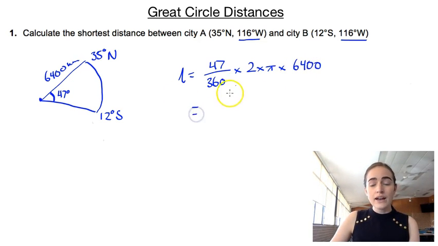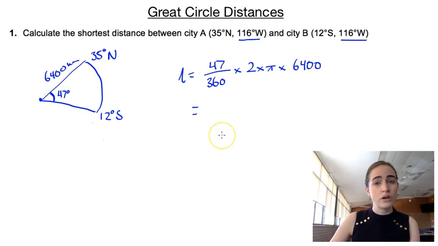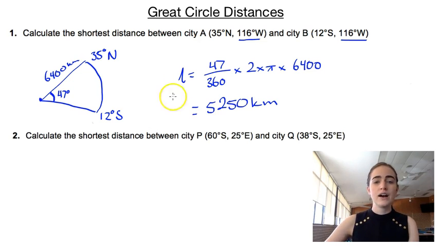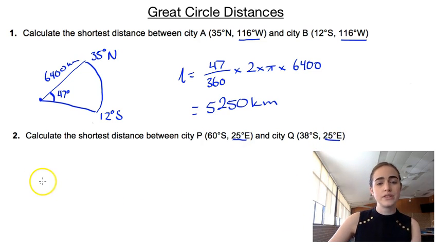If we pop that all in our calculator and round to the nearest whole kilometre, we'd end up with 5,250 kilometres as the shortest distance between those two cities. Our second example asks us to find the shortest distance between city P, which has coordinates 60 degrees south and 25 degrees east, and city Q with 38 degrees south and 25 degrees east. So again, they are lying on the same meridian of longitude. We're all good there. We'll draw ourselves a diagram.